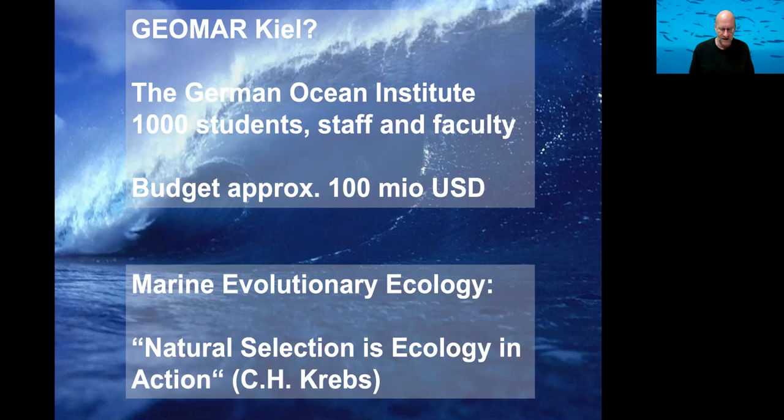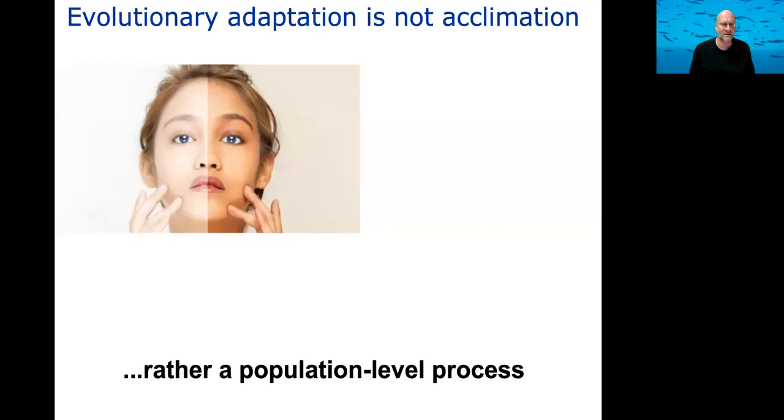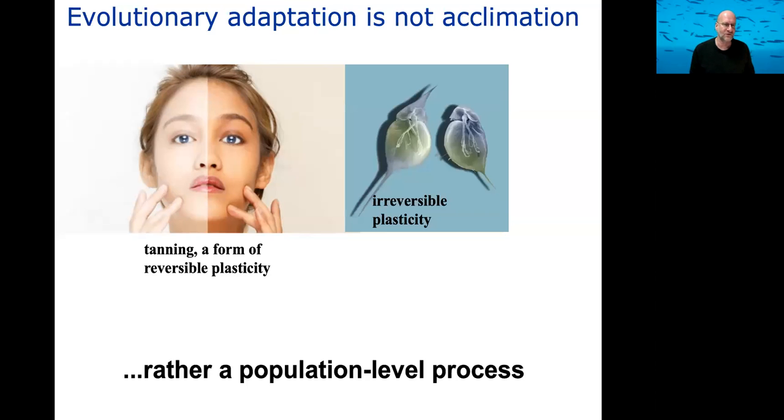And for those that are not so immersed in evolutionary ideas, I would like to make clear from the onset that evolutionary adaptation in the strict sense has nothing to do with acclimation, but it is rather a population level process. So tanning, if you go into the sun and your skin gets a bit darker, that's a form of reversible phenotypic plasticity that could also be under the umbrella of acclimation. And then we also see forms of irreversible plasticity during the ontogeny of organisms.